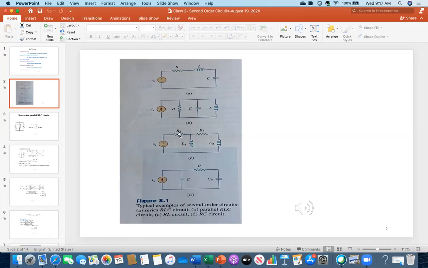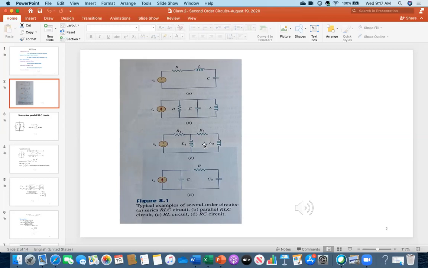Only R1 was present, but R2 was absent. So this means L1 would be parallel to L2. In that case, you can make an equivalent. So if you make the equivalent, then it would be a combination of R and an equivalent L. That would be the first order circuit.